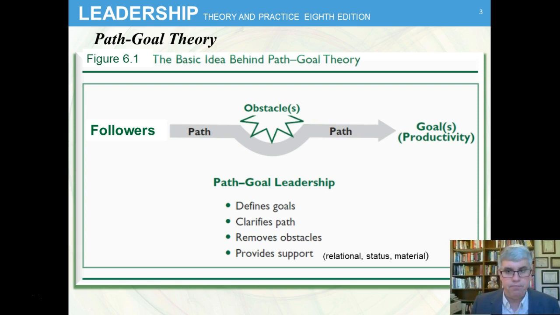So what does a leader have to do? The leader has to define the goals. The leader needs to clarify the path for the followers. The leader needs to remove obstacles or show followers how to get around them. And the leader needs to provide support, where that can be relational support, like status and encouragement, or it could be material support, giving them the tools that they need. But you need to do everything that you can to get the followers to achieve their goals. So that's why it's called the path-goal theory, because you need to have a path for the followers to get to the goal.